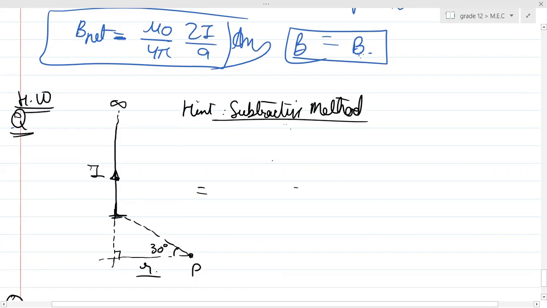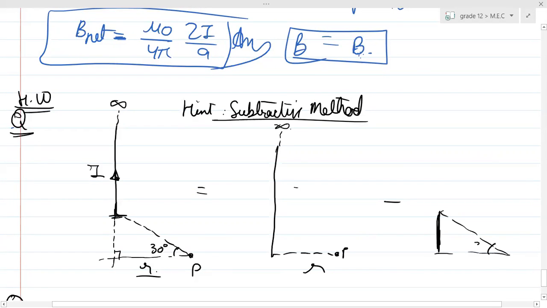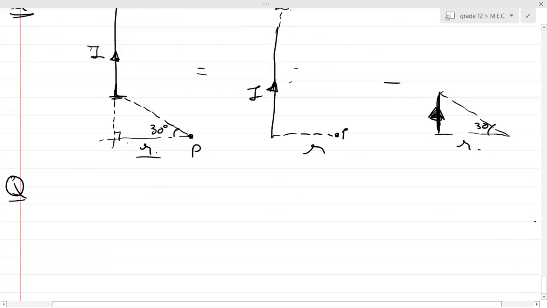So basically what will you do? You assume this semi-infinite wire minus a finite wire of 30 degrees. Is this clear? So that's why it is the subtractive method. Will you be able to do it now? I'm not doing it. I assume that you people will be able to do it.